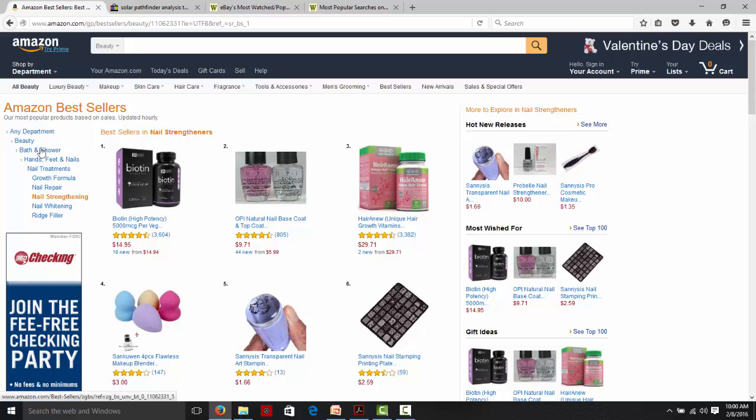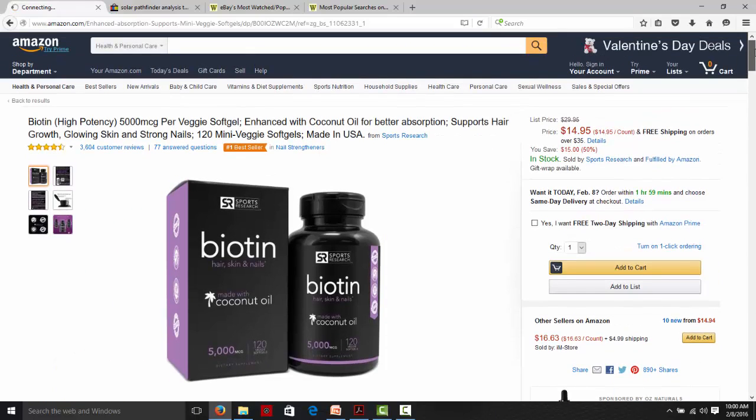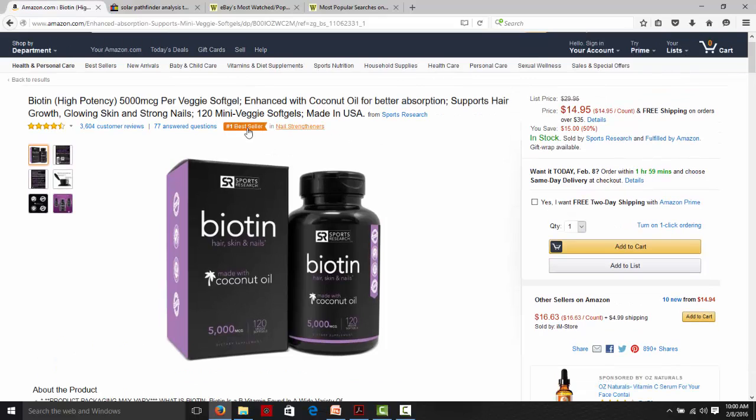Just scroll down the ton of categories here on Amazon. My main niche is beauty and hair care products, so you just have to dig down the different categories. So this is the product. It's a very cool product here, which is a bestseller and sold a ton of units, over 3,000 units. So it's a hot product.